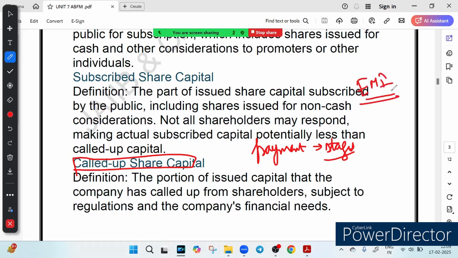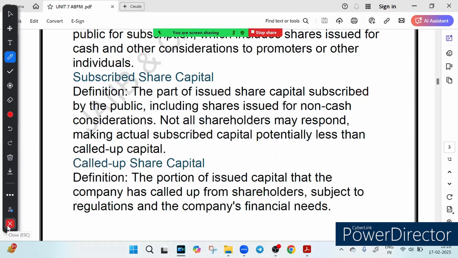Just like a bank gives you a loan and collects money in the form of EMI, similarly the company collects the cash or consideration for the shares in different parts or in stages, and the portion that the company calls up is called called up share capital. Suppose there is an EMI plan for buying shares; that is called called up capital, meaning money asked from the investor, right?